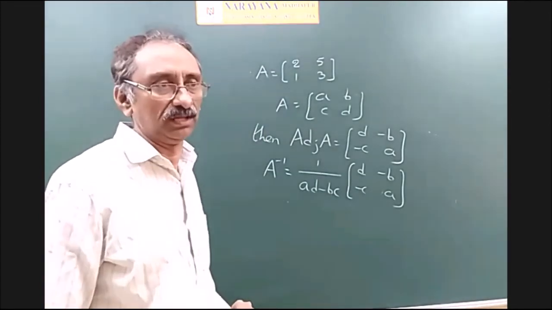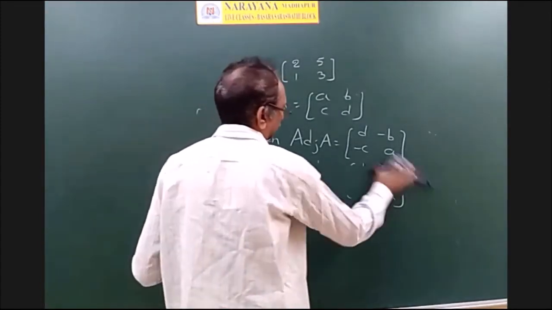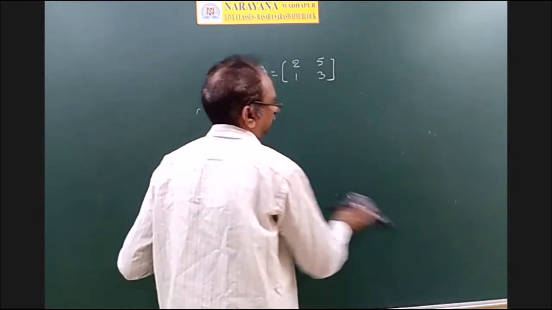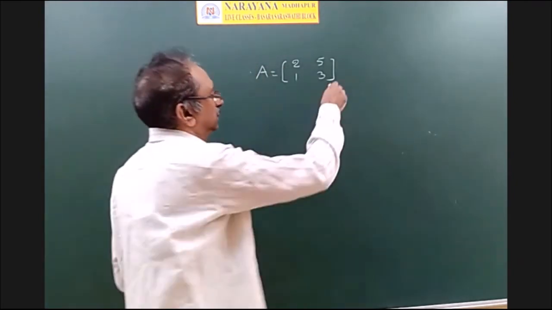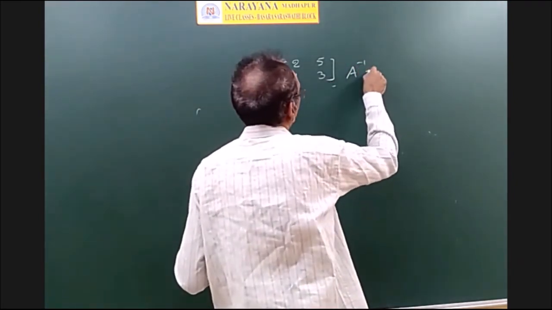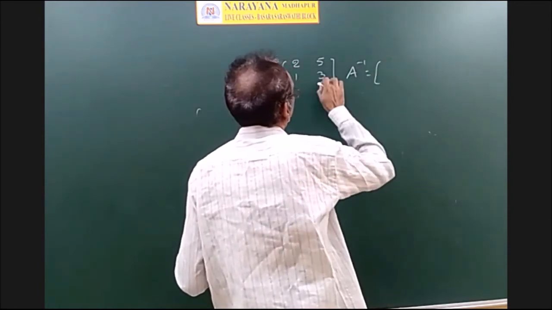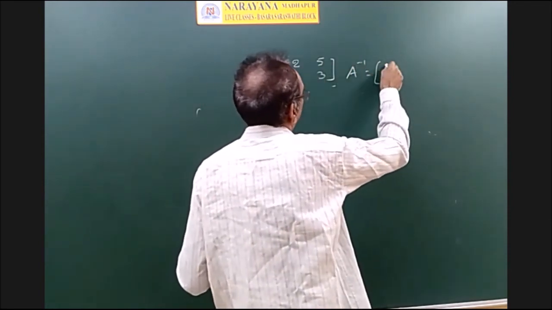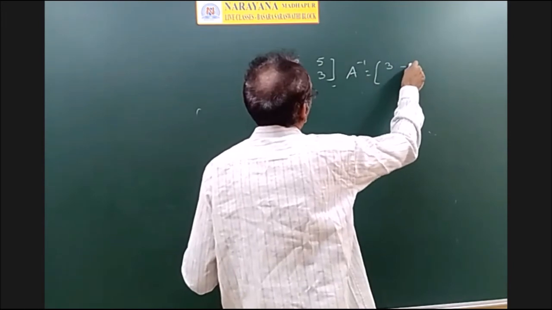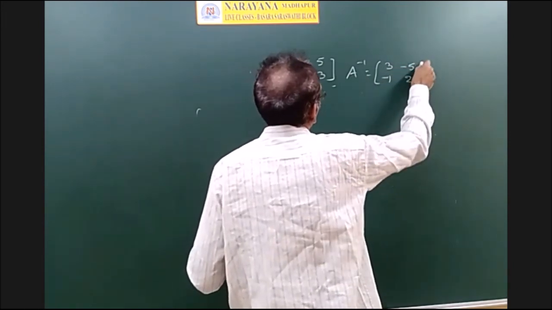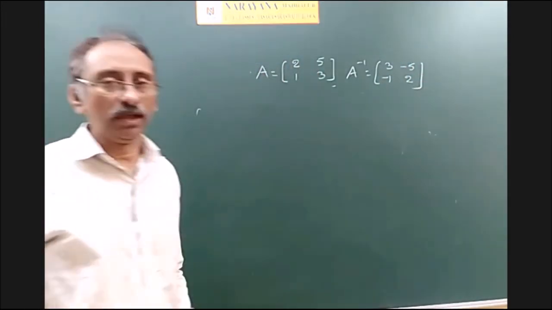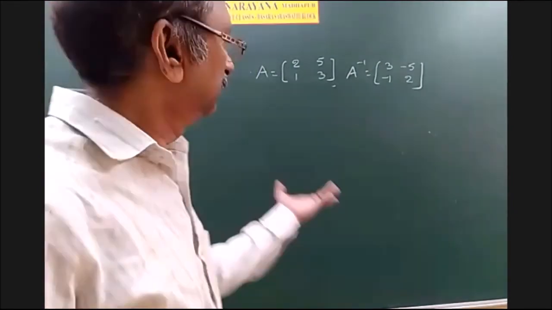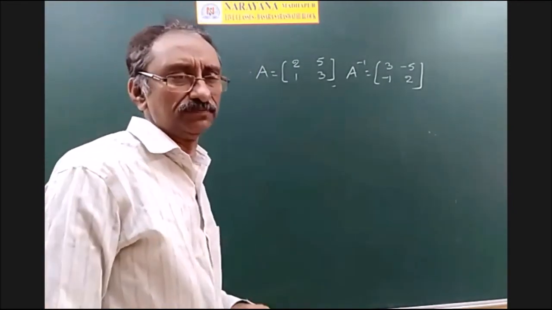This is the formula. Using that formula, you can write it within just 5 seconds. A inverse is, because the determinant is 1, no need to write that, 3 minus 5 minus 1 2. For competitive examinations you can simply write like this.